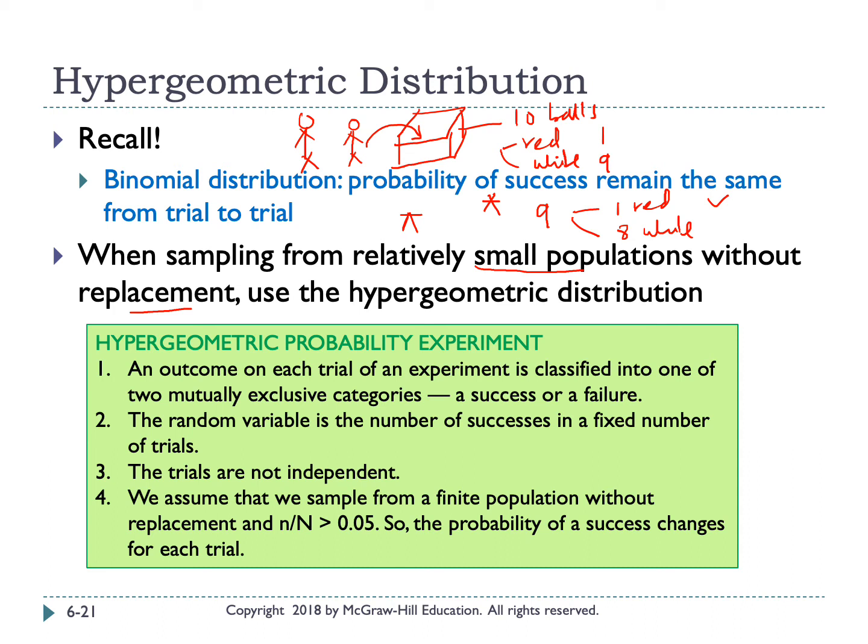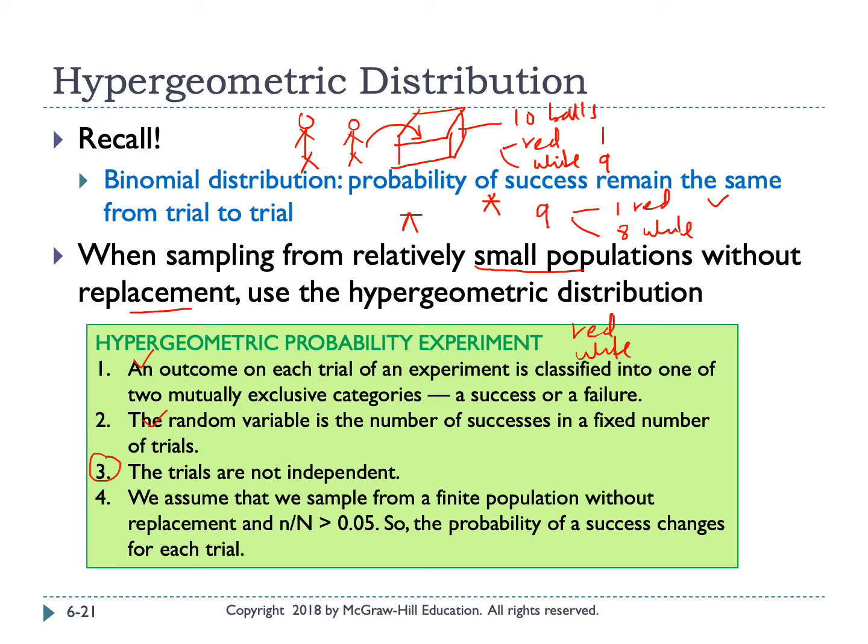Let's look at the characteristics of the hypergeometric. The first and second characteristics are actually the same as the binomial distribution. First, an outcome of each trial of an experiment is classified into one of two mutually exclusive categories. You can have a red ball and you can have a white ball. Second, the random variable is the number of successes in a fixed number of trials, which is the same as the binomial distribution.